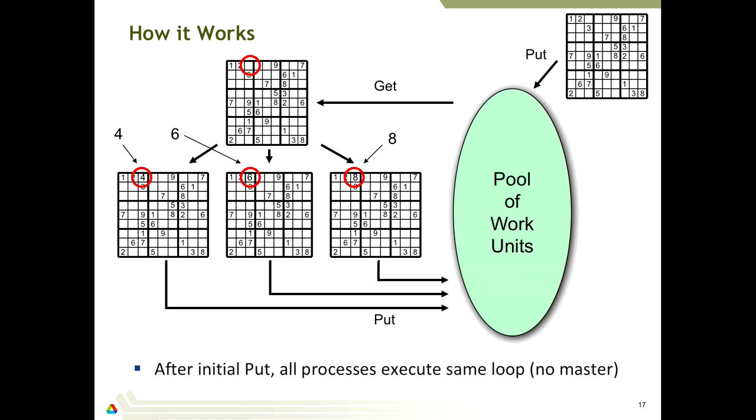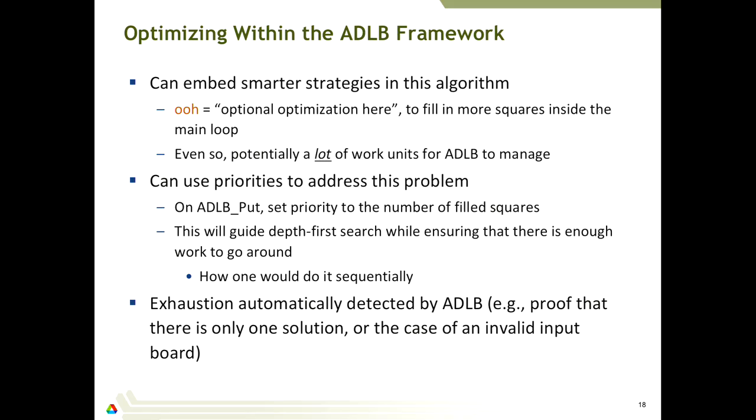And so you just run this until you're done. You can combine some smarter strategies in here if you wanted to. This OOH here stands for optional optimization. After you've gotten a square, you could do some other fancier stuff to see if you could eliminate some of the possibilities. Even if you did that, you will find that there are a lot of work units generated this way.